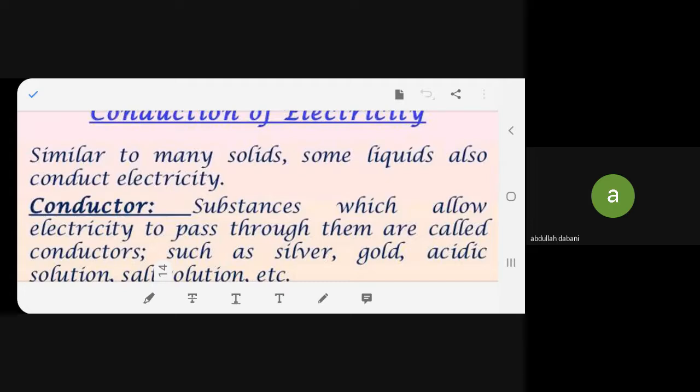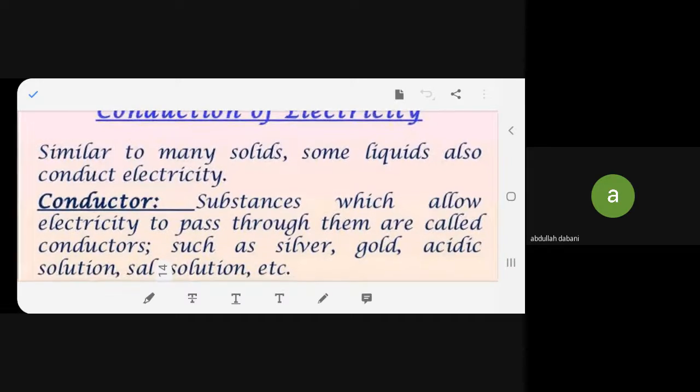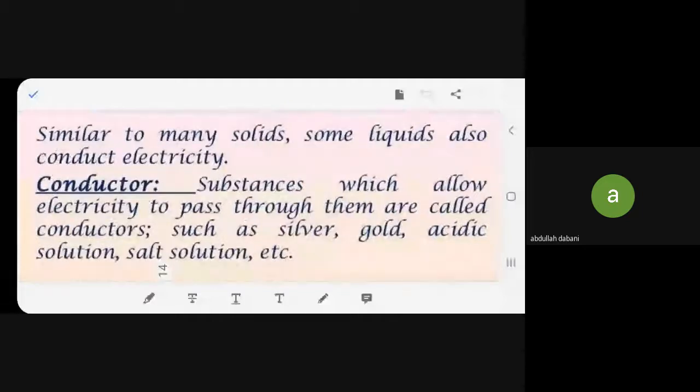Now, along with metals, some liquids also conduct electricity. So first of all, we find out what are conductors. These are the substances which allow electricity to flow through. They are conductors, example, silver, gold. Now let's talk about liquids. Liquids are acidic solution, salt solution, common salt, that is, you put sodium chloride, the salt that we eat, and put it in water. That solution can conduct electricity.